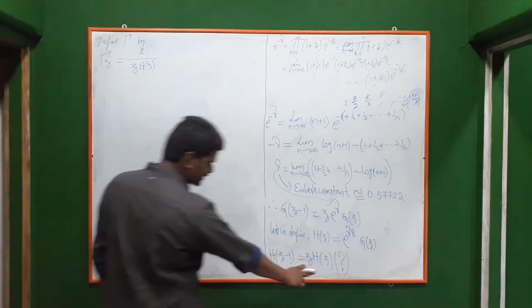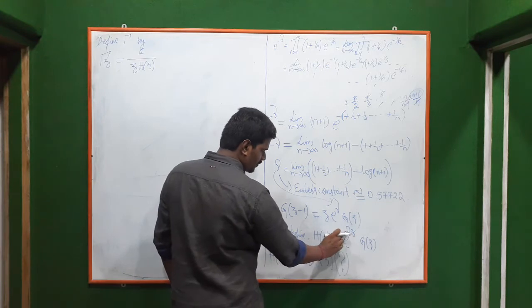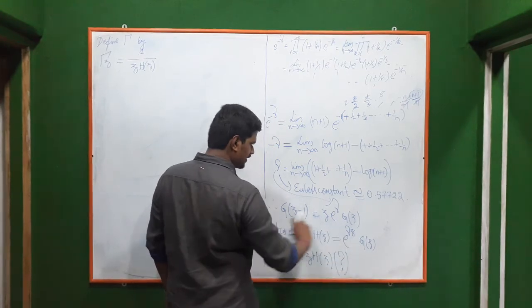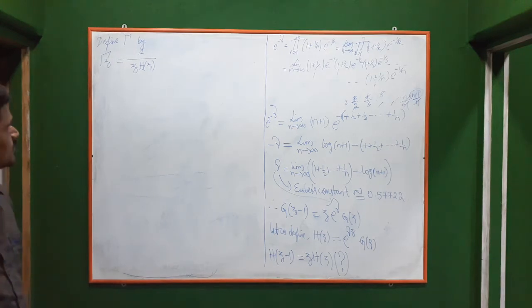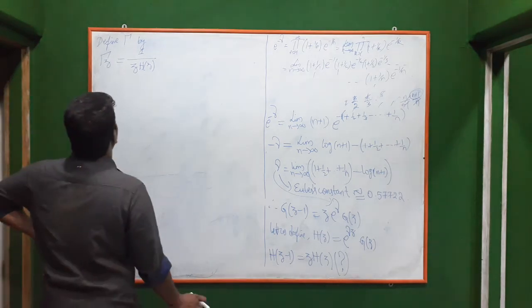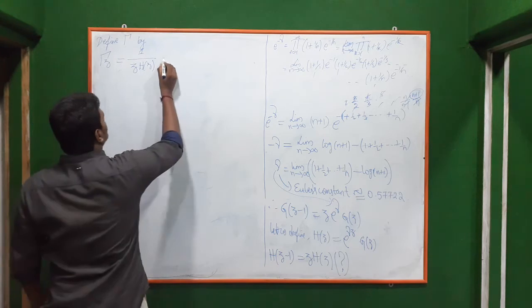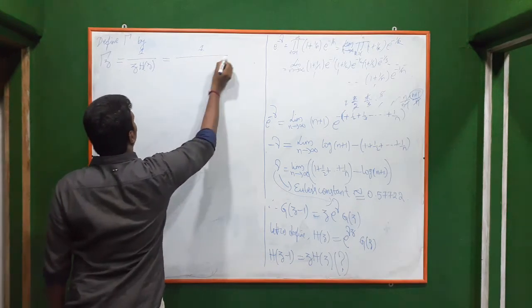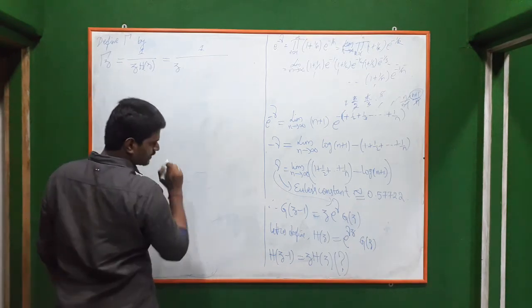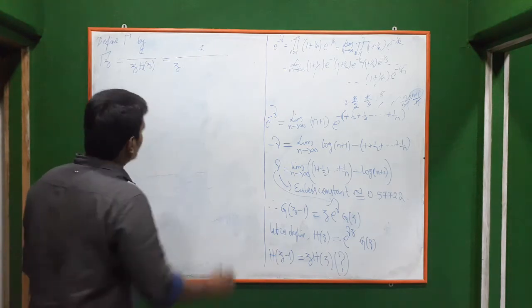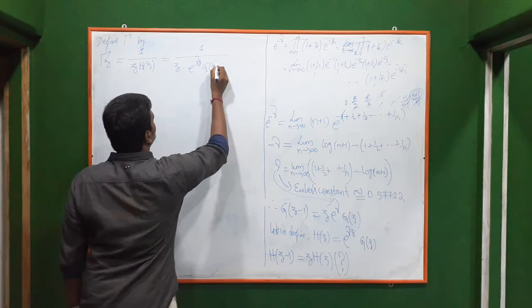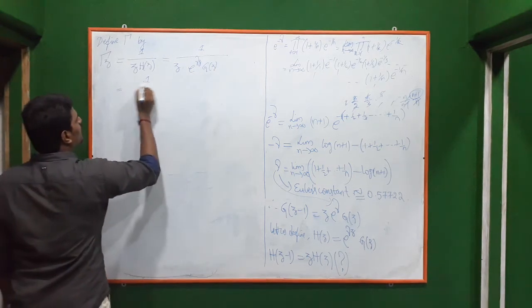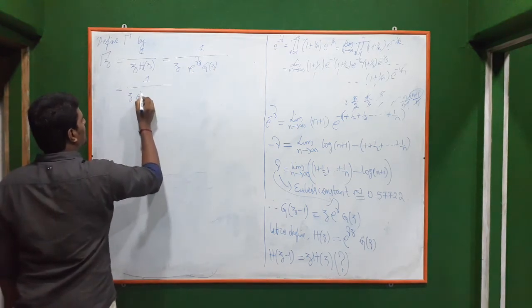H of z we know, h of z is e power gamma z into g of z. G of z is given by this. Okay, so that is your gamma function. Gamma of z is 1 by z into h of z. This we can find what is this. Z into what is h of z? H of z is e power gamma z into g of z. We know what is g of z. 1 by z into e power gamma z.